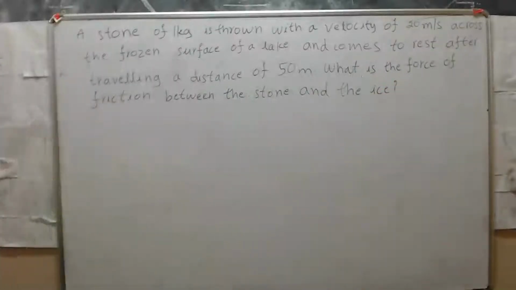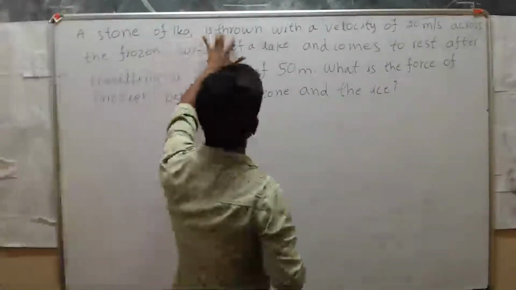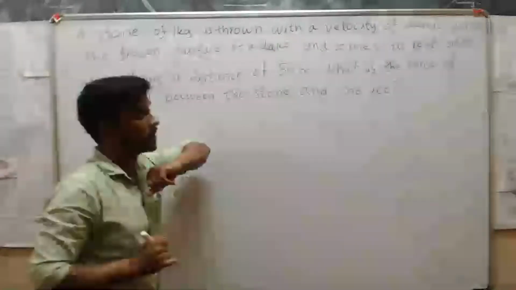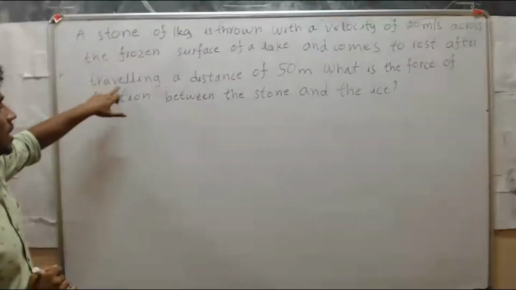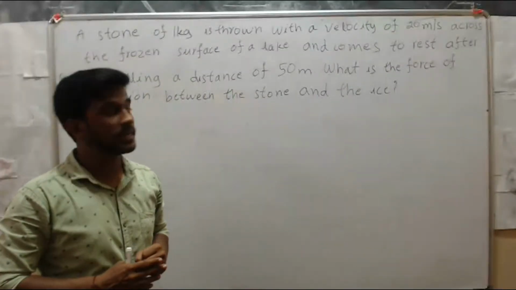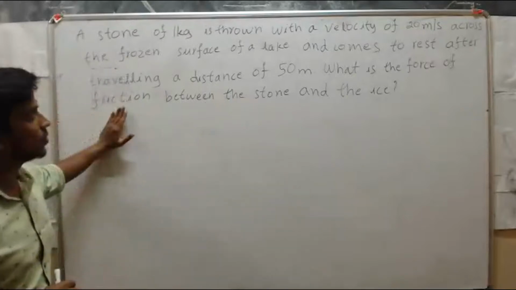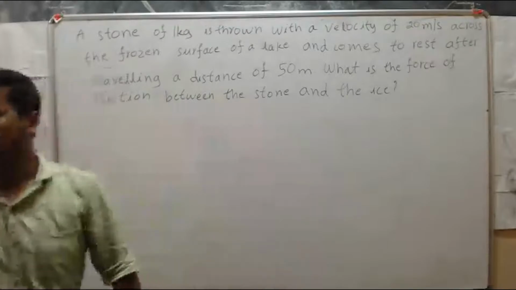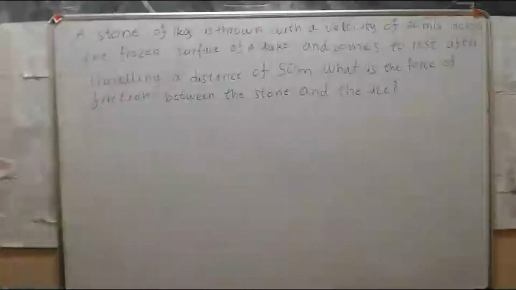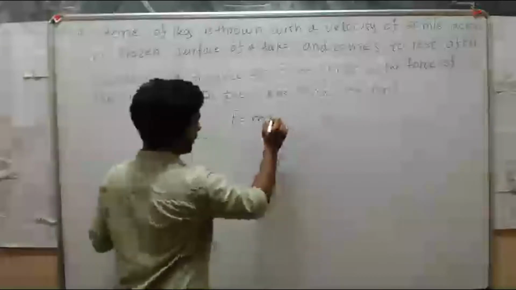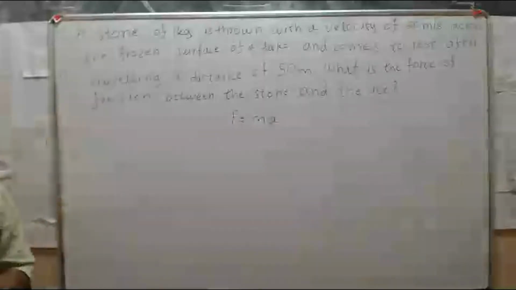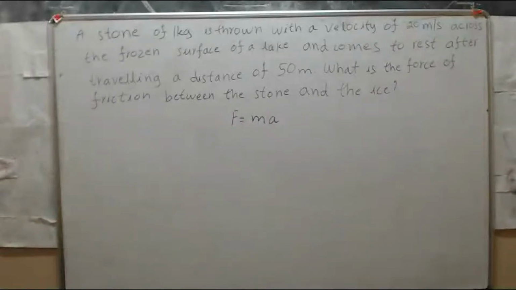Yes, see here. A stone of 1 kg is thrown with a velocity of 20 meter per second across the frozen surface of a lake and comes to rest after traveling a distance of 50 meter. So, what is the force of friction between the stone and the ice? So, here our work is to calculate force. Okay. If you want to calculate force, you know the formula, we need mass and acceleration, right? Yes sir, find the answer for this question. I will give you 2 minutes time, quick.